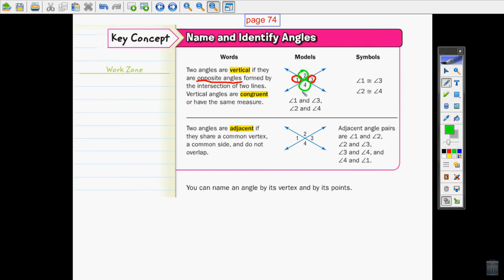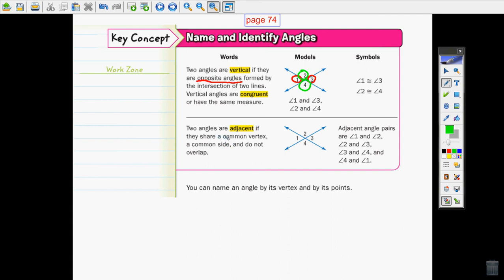These are always congruent. Opposite angles are always congruent. That helps us out a lot with a lot of the math problems we'll be doing. Another word we're going to talk about is adjacent. Adjacent is a word that typically just means next to. That's the way I like to think of it.